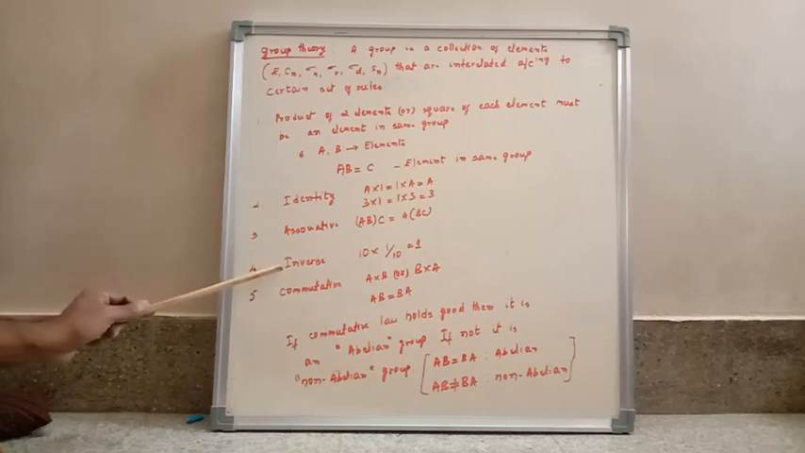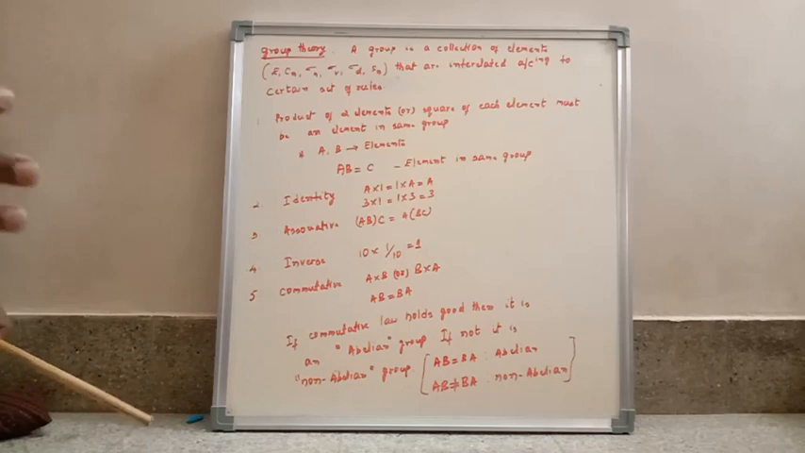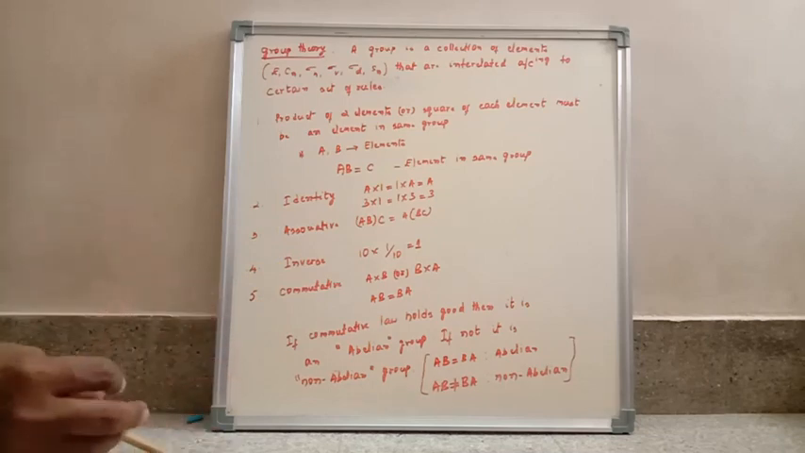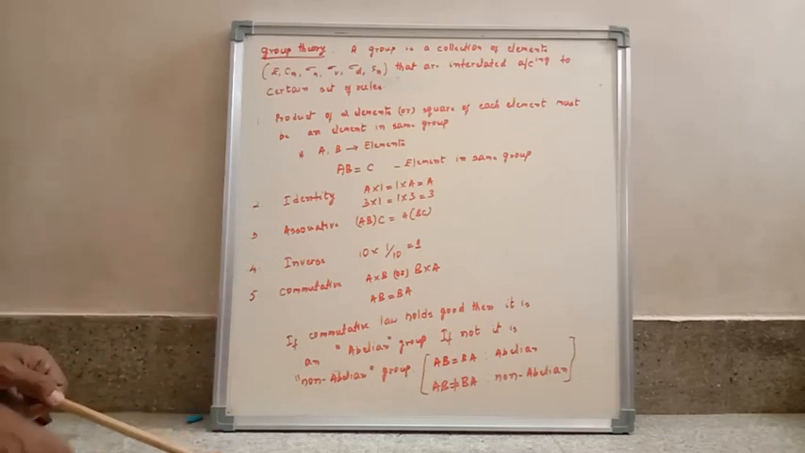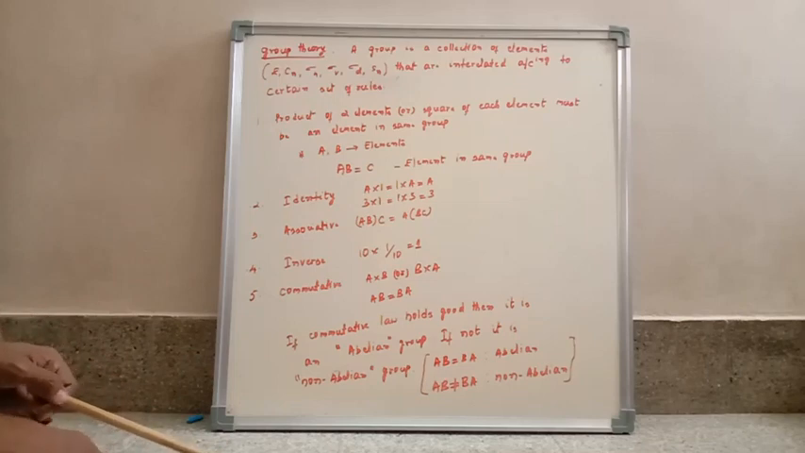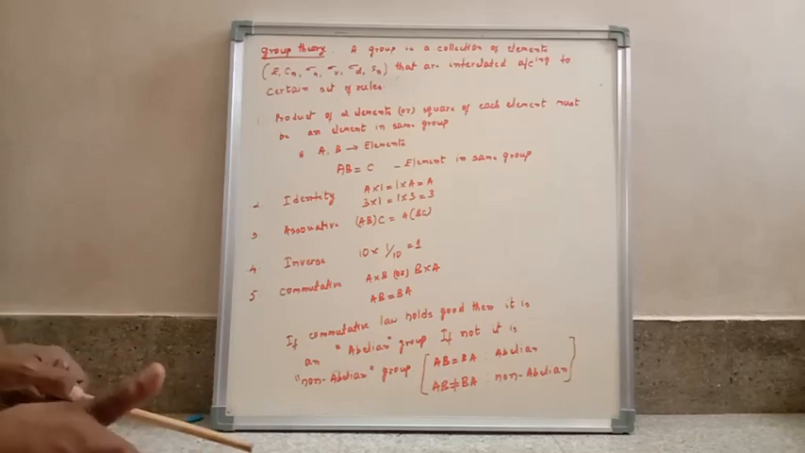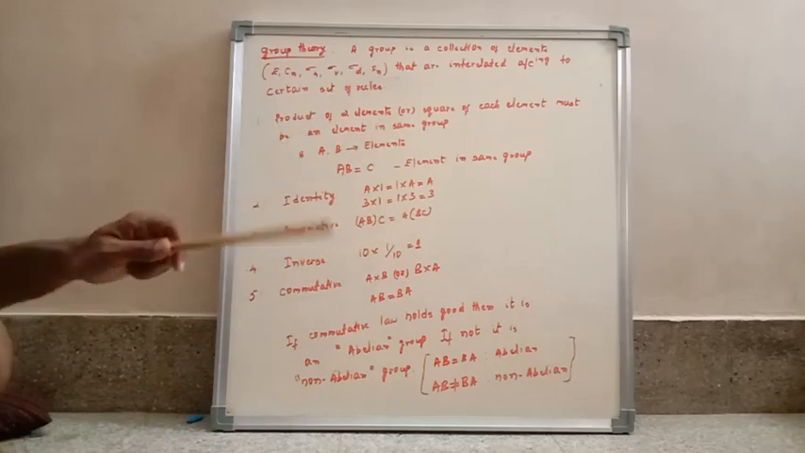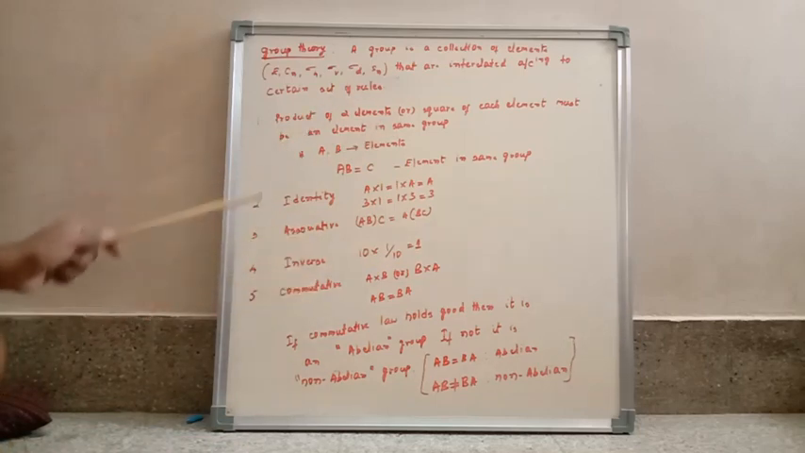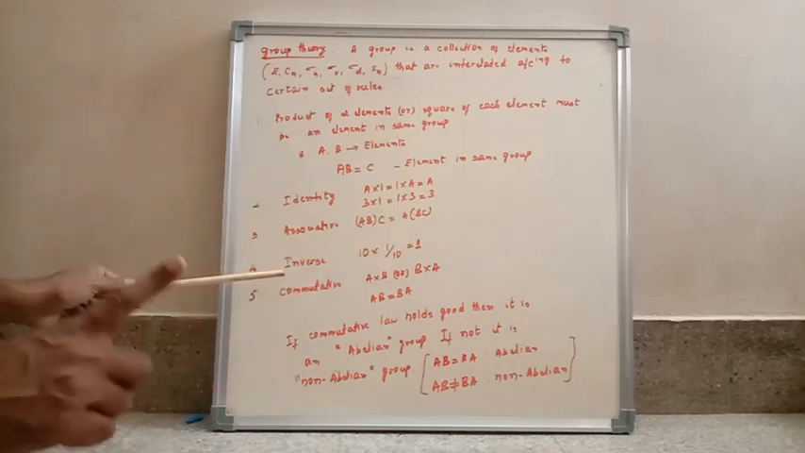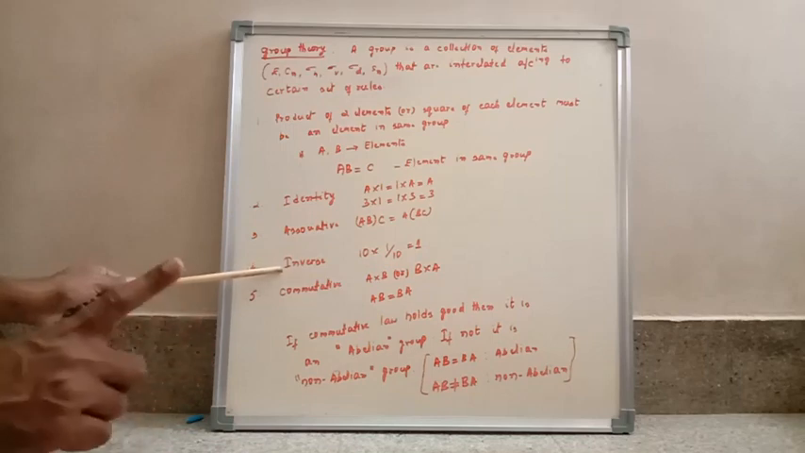Inverse law. What does the inverse law mean? As per mathematics, you have a number 10. The inverse of 10 is 1 by 10, or 10 to the power of minus 1. When you multiply 10 into 10 to the power of minus 1, the product is 1. In the same way, in group theory, every element of symmetry should have one inverse.